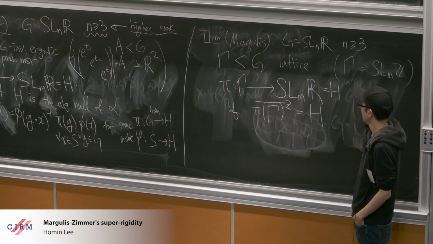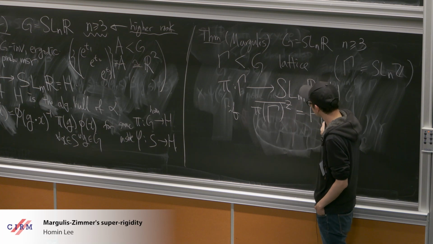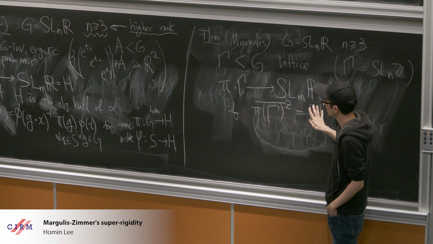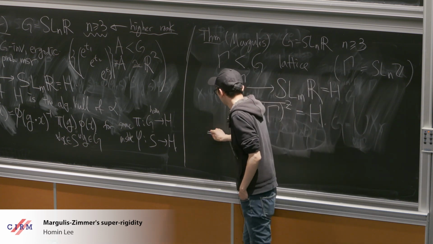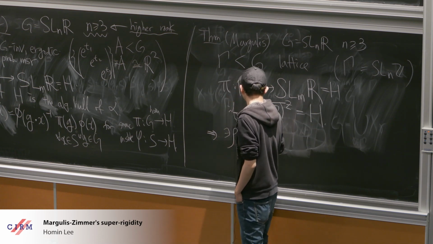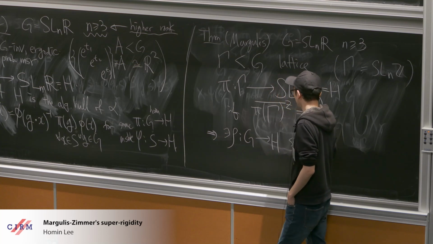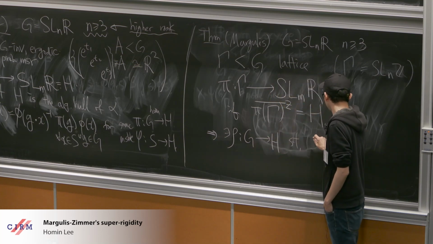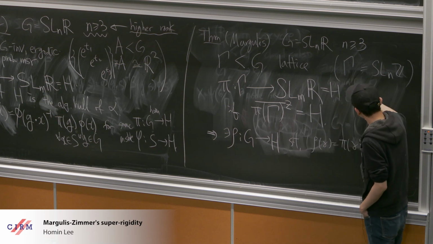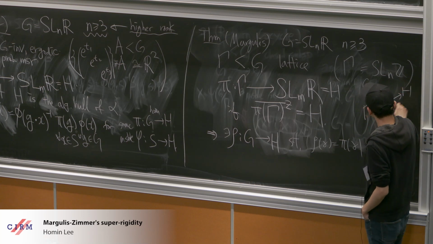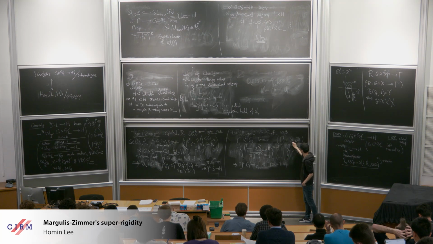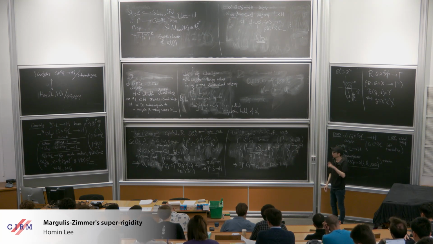But if you have a homomorphism to an algebraic group whose image is Zariski dense, then there exists a homomorphism G to H, which is algebraic, such that rho of gamma is pi of gamma. So what does this mean? You have a lattice in G. Now you have a homomorphism to H. Actually, you can lift the homomorphism. This is quite non-trivial.